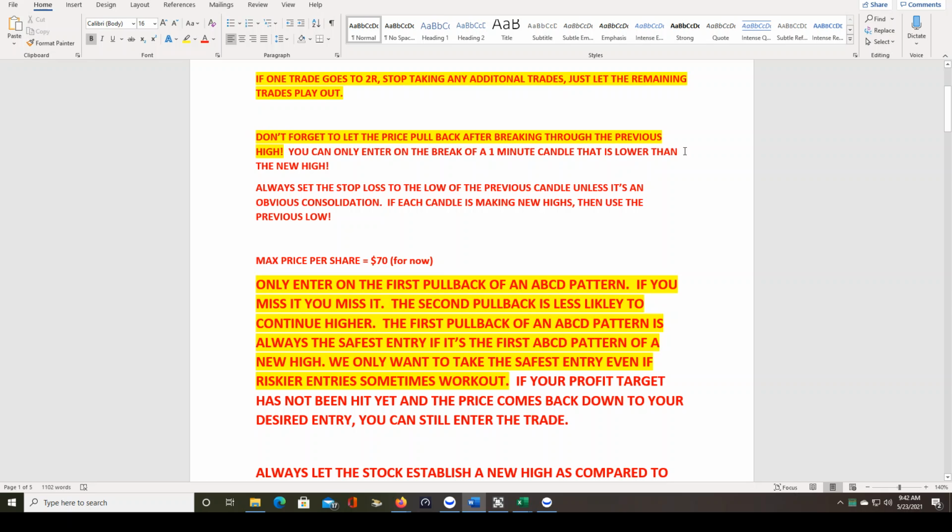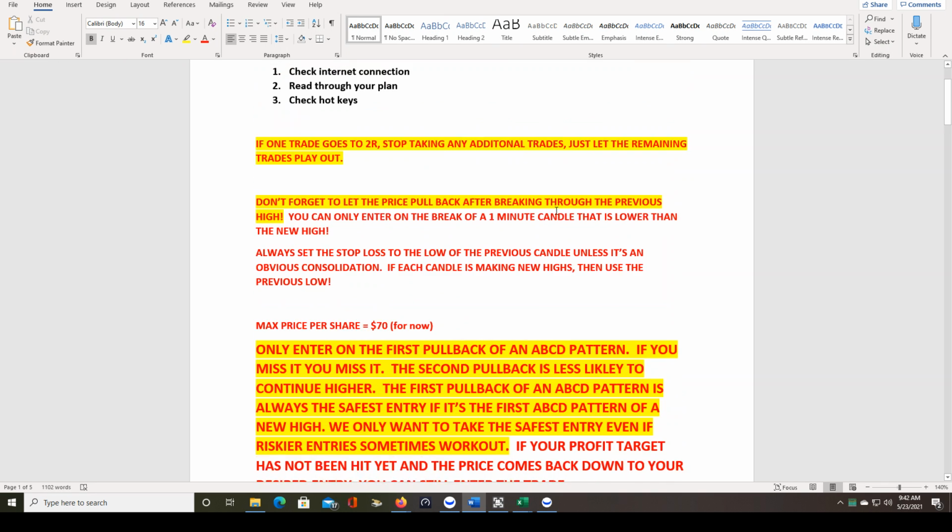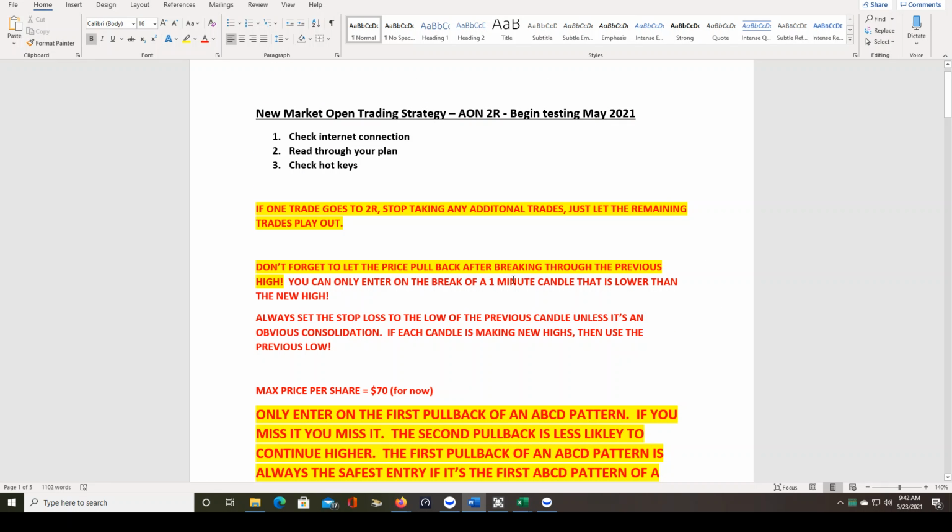Second, don't forget to let the price pull back after breaking through the previous high. Now, this happened a lot when I started trading this market open strategy. This is something I got really good at during the pre-market.